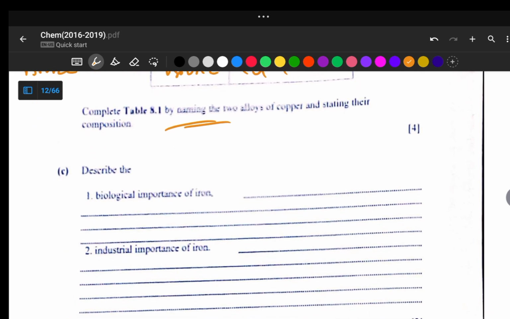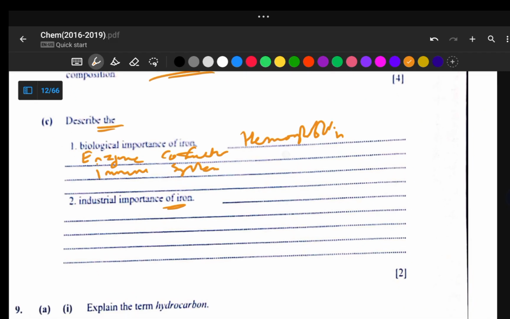So the next question says, describe the biological importance of iron, and describe the industrial importance of iron. So the biological importance of iron, it is used in the manufacturing of hemoglobin, and also myoglobin, and also in the manufacturing of enzyme cofactors. So this is biology, right? Enzyme cofactors, and also in the manufacturing of neurotransmitters, in the boosting of the immune system, right? Immune system. These are the biological importance of iron.